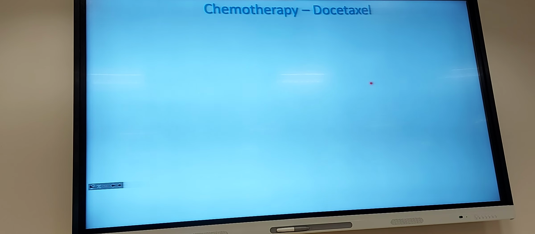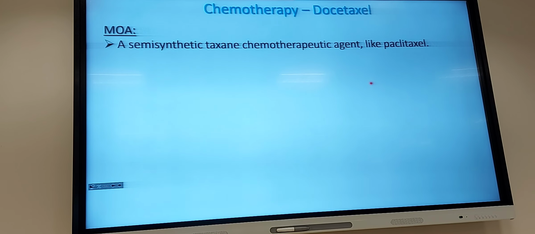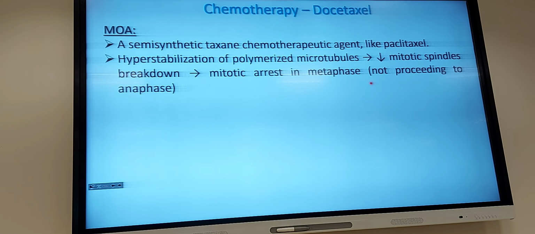When it's disseminated disease, metastasized to distant places, there may be some role of chemotherapy. The first choice in chemotherapy is docetaxel. You remember paclitaxel? Yes, you did in POD, so it's the same category. It's a semisynthetic taxane chemotherapeutic agent like paclitaxel. It hyperstabilizes the polymerized microtubules.